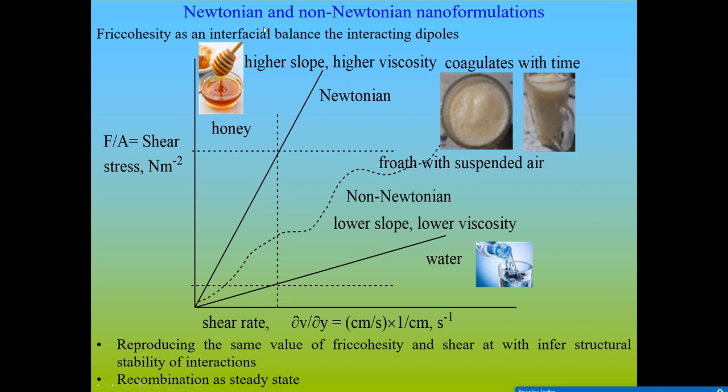Now if we take the example of protein, dissolve the protein in water, and try to see whether its nature in water remains the same, or whether its shear, viscosity or friccohesity remains the same with time or changes. We generally see in our day-to-day experiments that proteins get unfolded with time. When they get unfolded, their physicochemical properties do not remain the same. Such liquids are called non-Newtonian liquids.